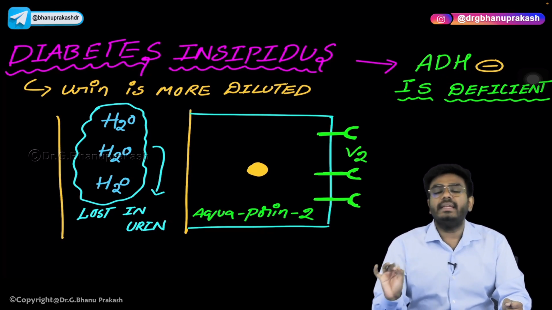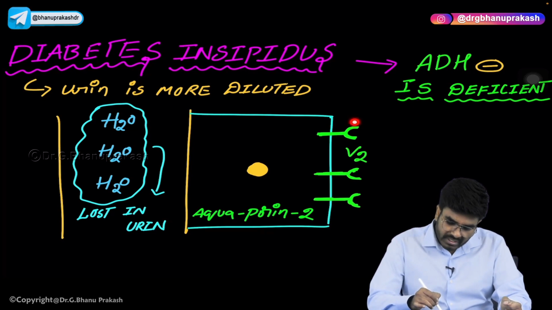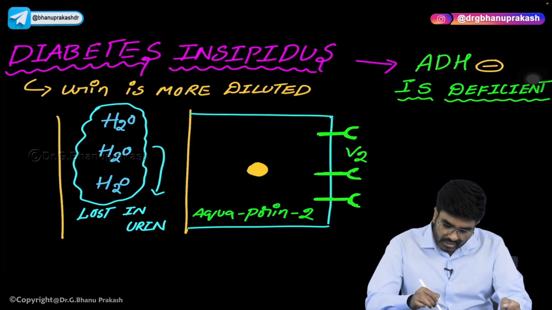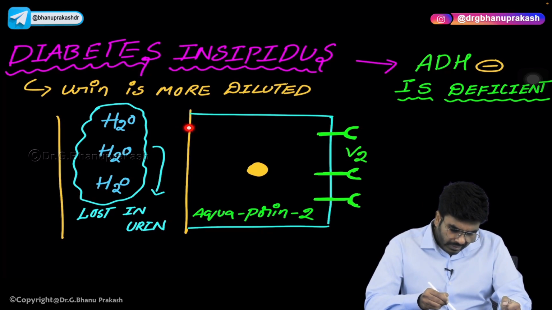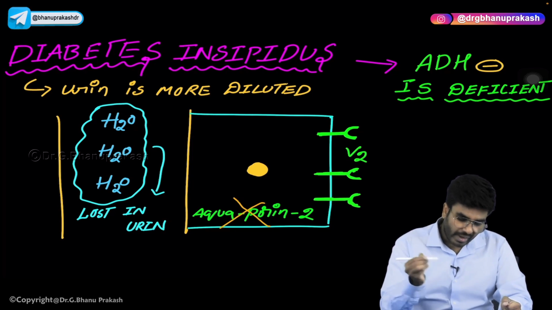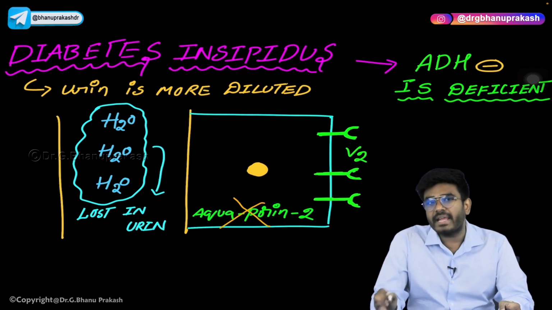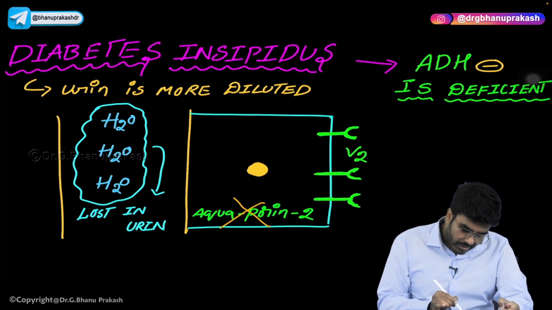Whenever there is no ADH, what happens? Are V2 receptors getting stimulated? No. So V2 receptors are not getting stimulated. If V2 receptors are not stimulated, can you expect aquaporin 2 channels? Are aquaporin 2 channels there or not? No, the aquaporin 2 channels are not there. If aquaporin 2 channels are not there, water reabsorption in the collecting ducts is not going to happen. So all the water is lost in the urine.